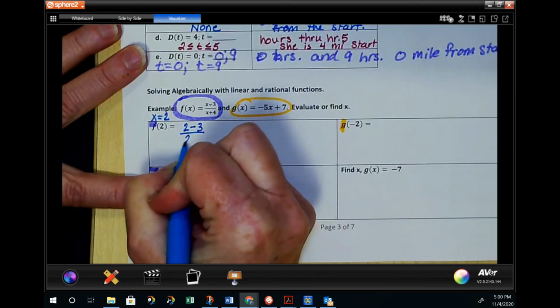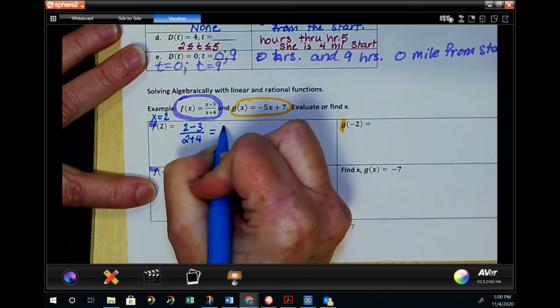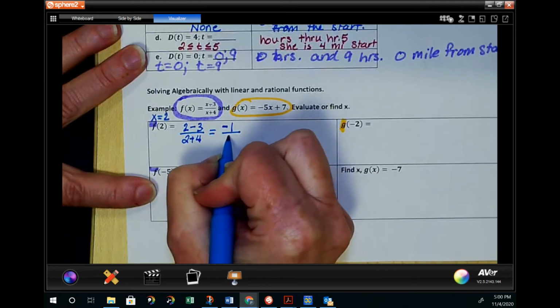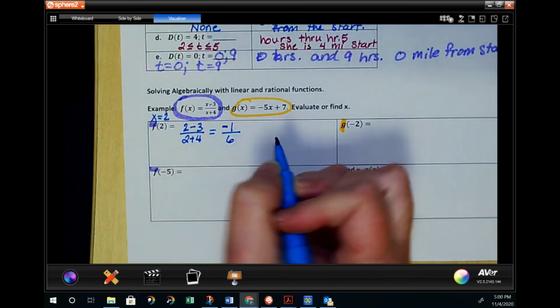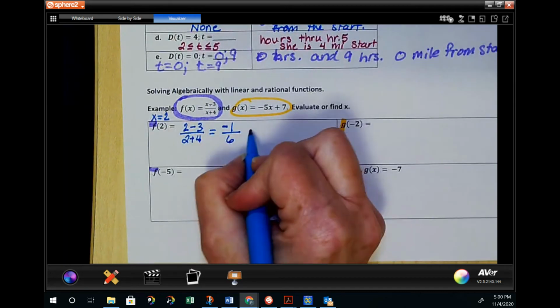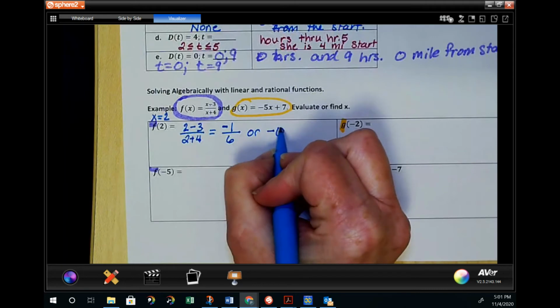Now, here's the deal. You can leave it as a fraction or you can change it to a decimal. I don't care. Personally, I'm a little lazy, so I would leave it as a fraction. But if you don't like fractions and they freak you out, go ahead, or you can write this as a decimal. That decimal would be negative 0.1, and then 6 repeating. So either one of those two is your answer for function f when x is 2.